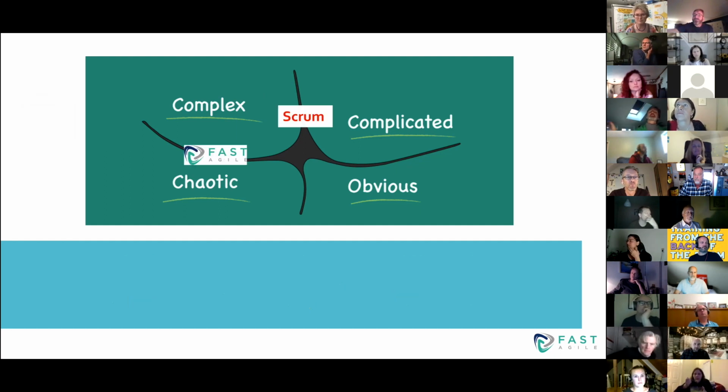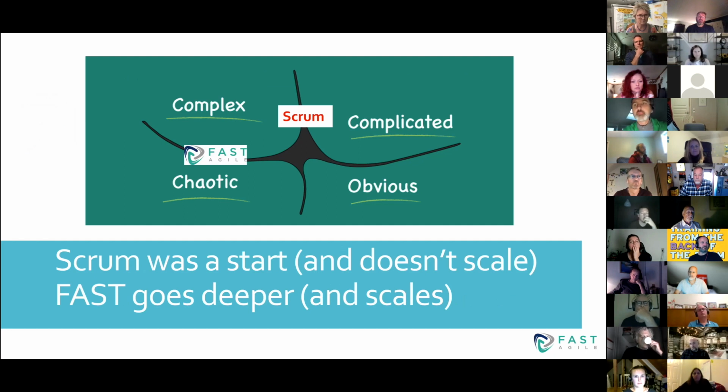So I also feel that Scrum kind of sits here, and you'll see. I know when I did my Scrum training, they spoke about how Scrum helps pull from complex into complicated. I've also heard Dave Snowden talk about that, and I can see what they mean. But remember, Scrum doesn't scale. I think FAST goes deeper. FAST is set firmly in this space between complex and chaotic.